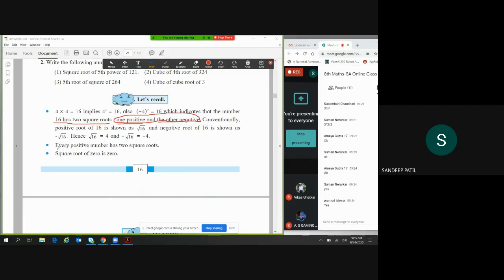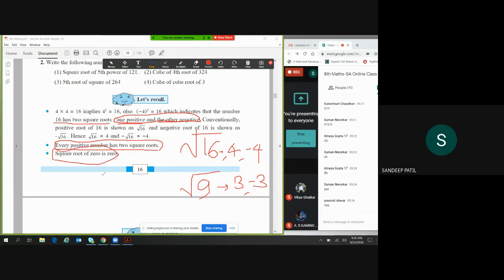This has to be mentioned: every positive number has two square roots. That is what we just discussed, that every positive number, like 16 or 9, has two square roots, 4 and minus 4. But for convention and convenience, we are following a different methodology here. You have to understand and follow that. So what is the square root of 0? It's 0 only.